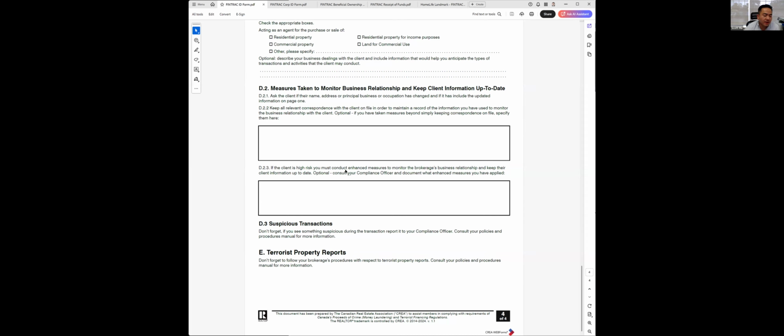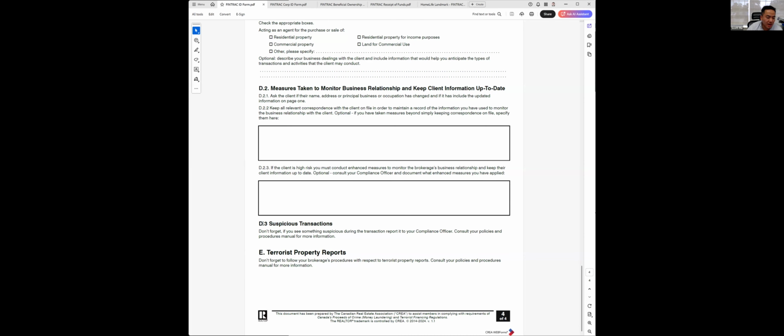And then if the client is high risk, then you have to conduct enhanced measures to monitor the business relationship and to keep the client info up to date. So if you do have a client that's considered high risk or even medium risk, I would say talk to us, talk to the compliance officer, talk to our managers to see what kind of enhanced measures you need to apply. There are different things you can do depending on the circumstance.